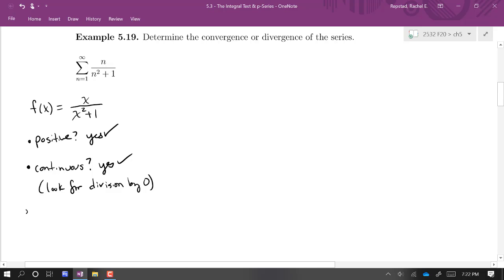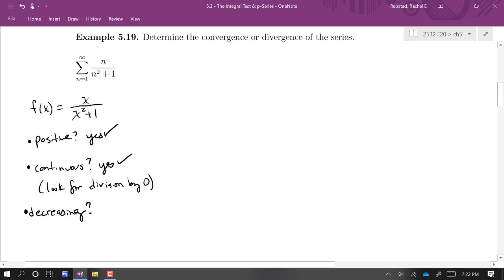And then the last criterion is that we have to show that it's decreasing. If we're able to answer affirmatively for all three, then we'll go ahead and look at that improper integral. There are a couple of different ways to look at this. As x increases, both the numerator and denominator increase. So that could make it hard to determine that it actually is decreasing for all values of x.